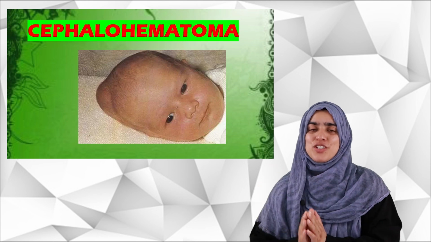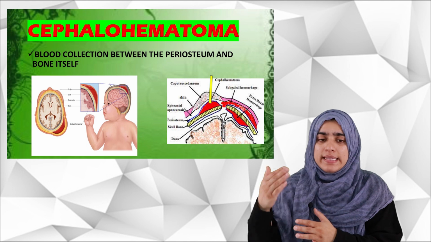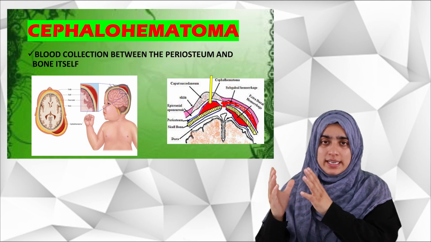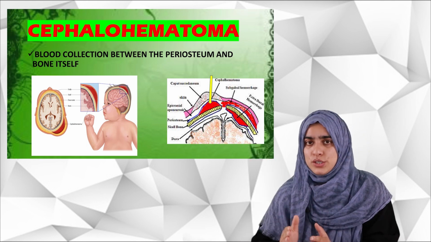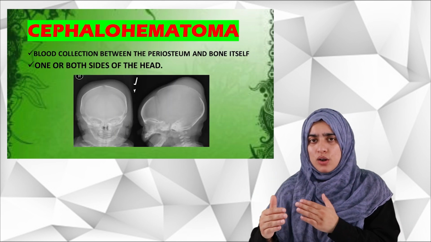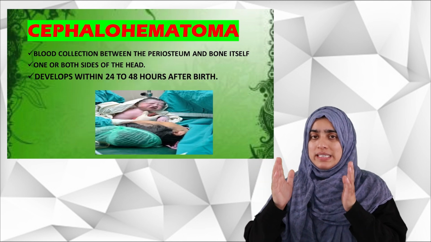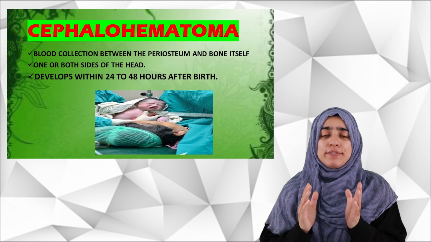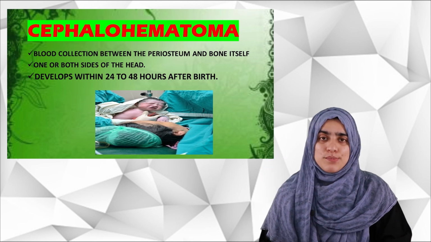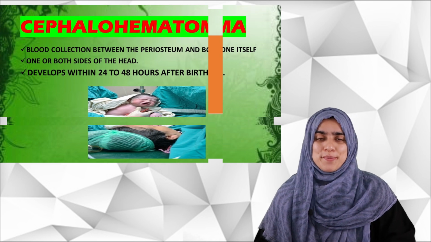The next condition under this injury is the cephalohematoma. This is a condition where there is a collection of blood between the periosteum of the bone and the bone itself. It may occur on either one side or both sides of the head. The swelling of the hematoma will not be present when the child is born, but it may appear 24 to 48 hours after birth.